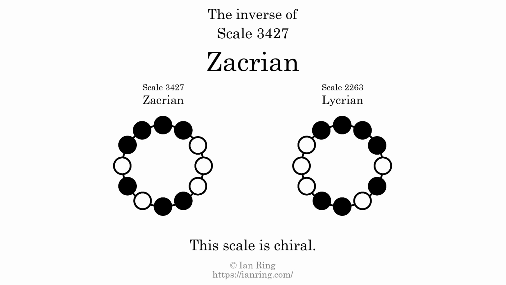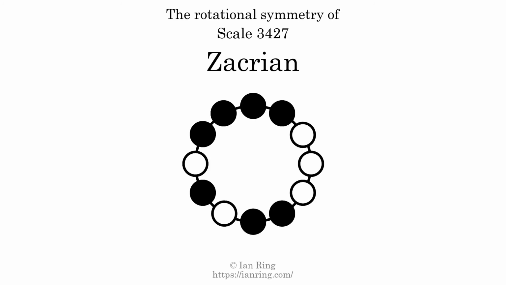The inverse of a scale is a mirror image. It is what you get when the sequence of intervals is reversed. The inverse of this scale is scale 2263, also known as Zacrian. This scale is chiral. It cannot transform into its inverse by rotational transformation. This scale has no rotational symmetry.